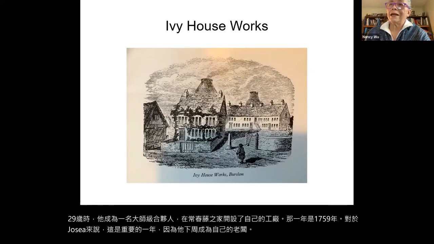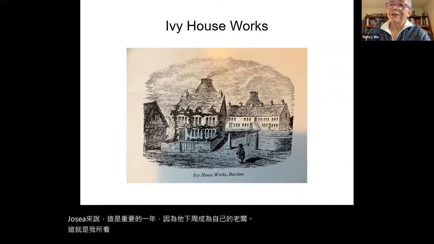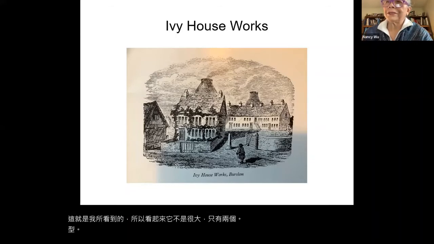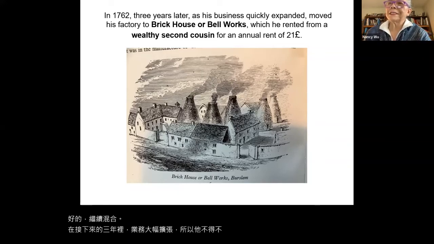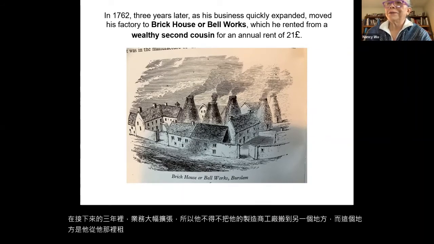This is what Ivy House looks like. It's not very big, just two bottle kilns. Okay, next. In the next 3 years, business expanded tremendously, so he had to move his manufacturing facility to another place. This place he rented from his second cousin for an annual rent of 21 pounds. This second cousin was important, and I'll tell you why later. Okay, next please.